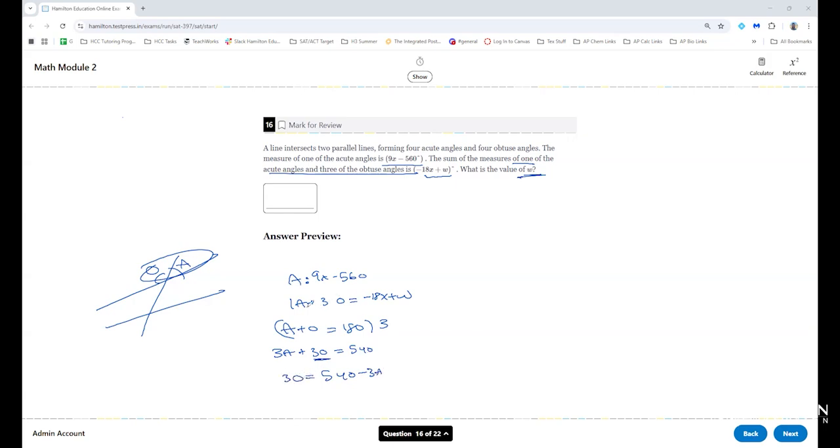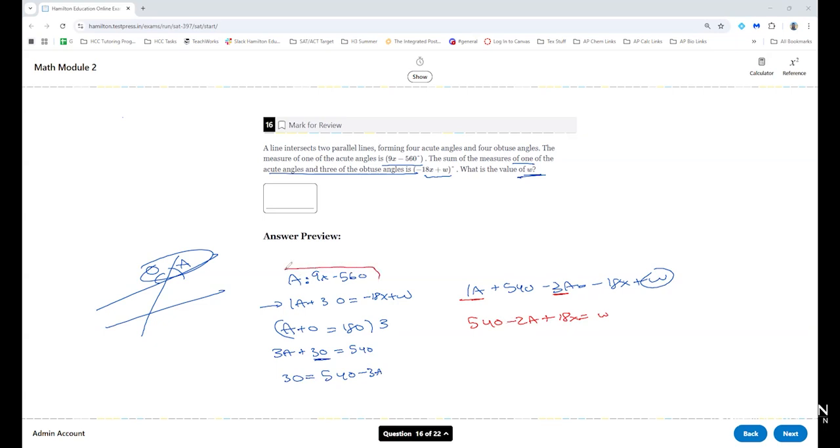So let's substitute that into the equation above. So then we have 1a plus 540 minus 3a is equal to negative 18x plus w. Also, we're solving for w, so I might want to move the 18x to the other side. So let's try that next. So the 1a minus 3a is negative 2a. We're left with 540 minus 2a plus 18x is equal to w.